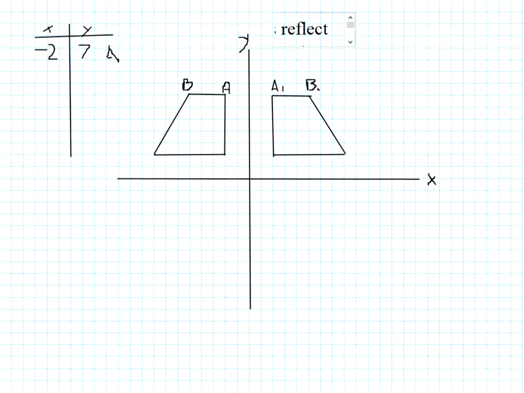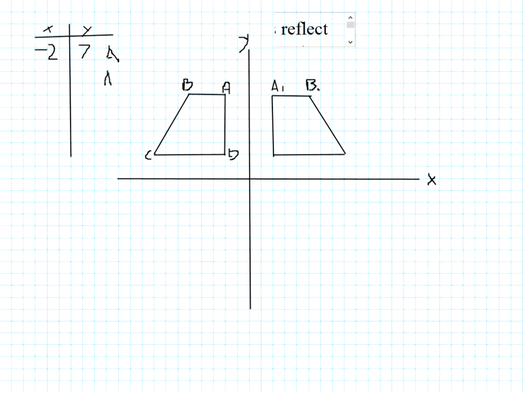So now we see we have the exact same shape reflected across the y-axis. So all I did was flip it over. Basically that's what I did. So now we're going to figure out, okay, we've done that reflection. If these are the original points, A, B, C, and D, we see that A was -2, 7.